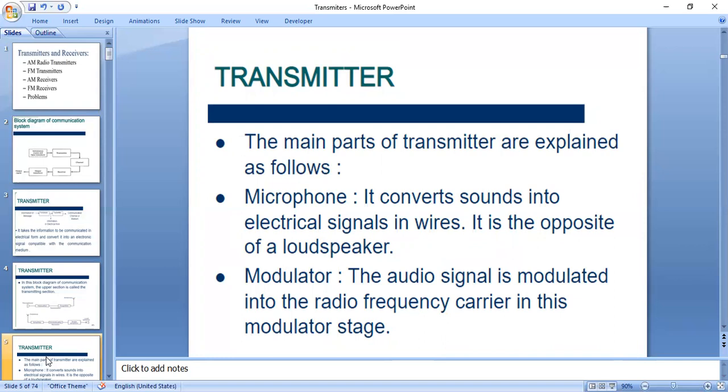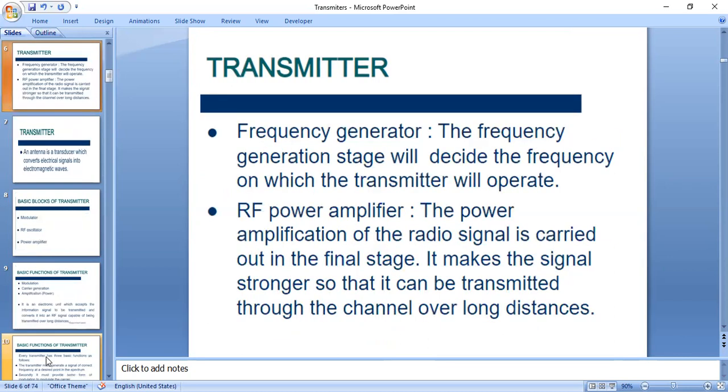Here we are doing the modulation by taking a high frequency carrier that is called the RF carrier. So these are the main blocks included in the transmitter. And after that, we have a power amplifier section, and that is called the RF power amplifier, which is used to amplify the RF signal or modulated signal, and this will be given as input to the transmitting antenna in the final stage.